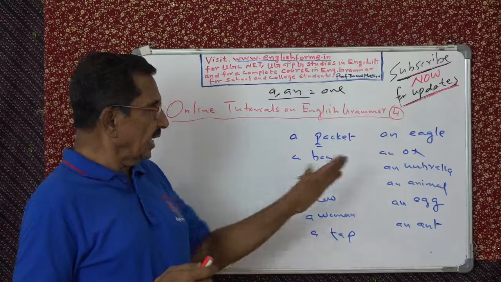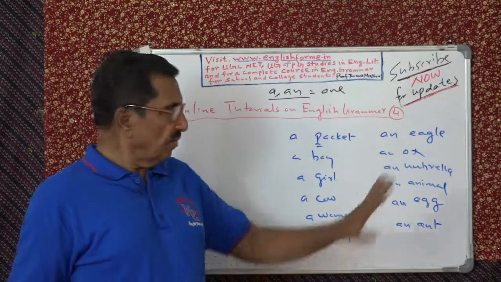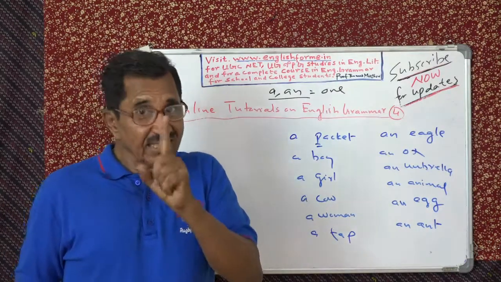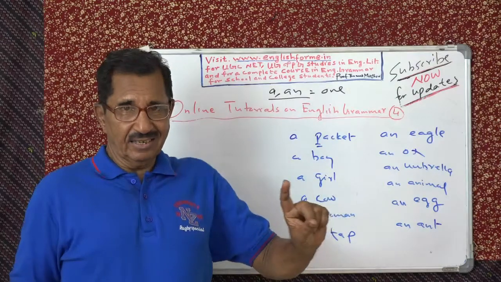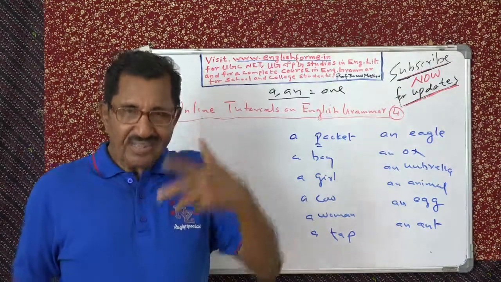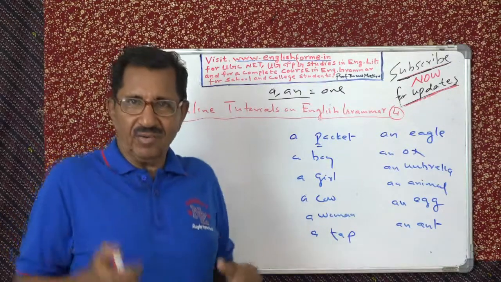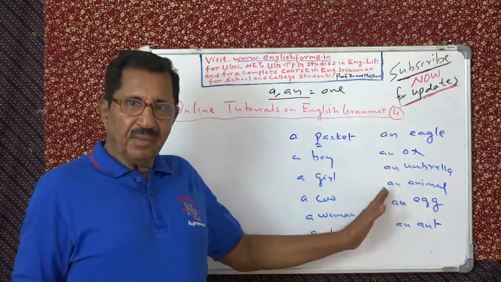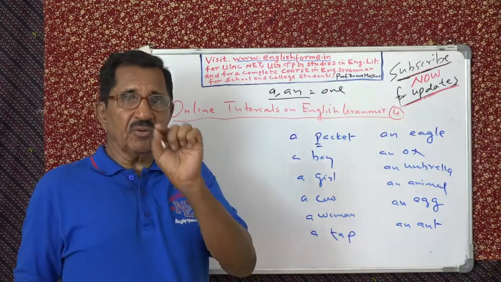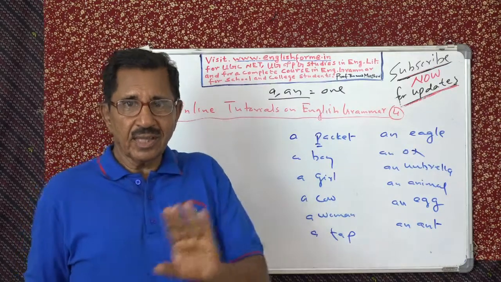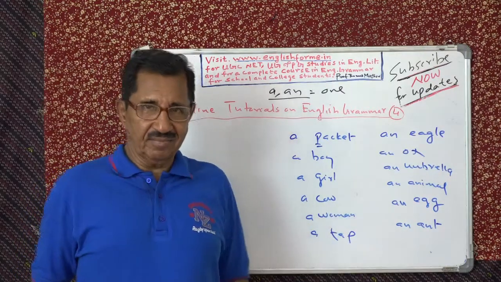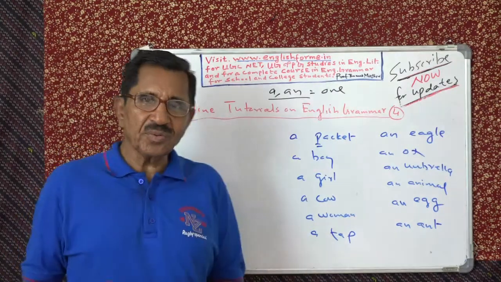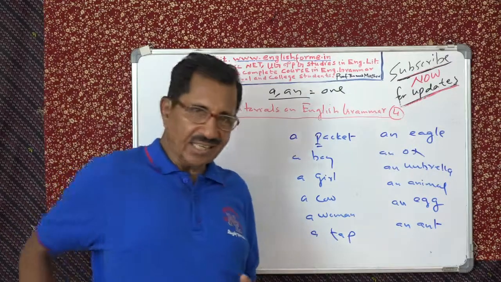So, if a word starts with A-E-I-O-U, vowel letters, underline. Because we will revise it. Means more about it we will know later. So, for the time being you understand, if a singular count noun begins with A-E-I-O-U, then you should use an before it. For the time being, okay? But otherwise you use a. I think it is clear to you, right?